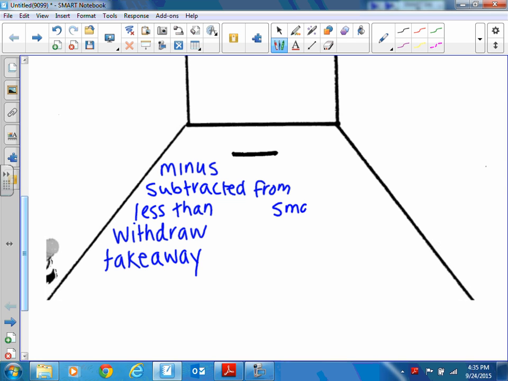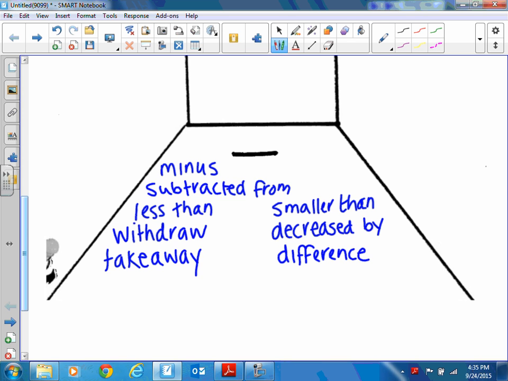Smaller than. Decreased by. Difference. Losses. Fewer than. And below. Back to this side.